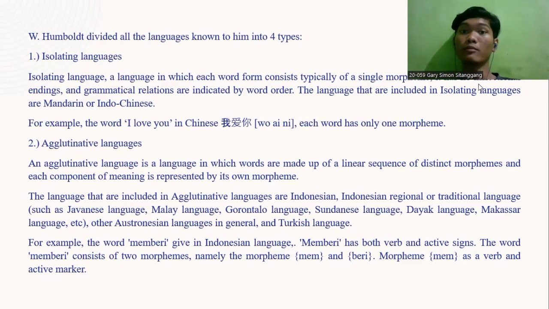For example, the word memberi in Indonesian, which means give, has both verb and active signs. The word memberi consists of two morphemes, namely the morphemes mem and beri. Morpheme mem is a verb and active marker.